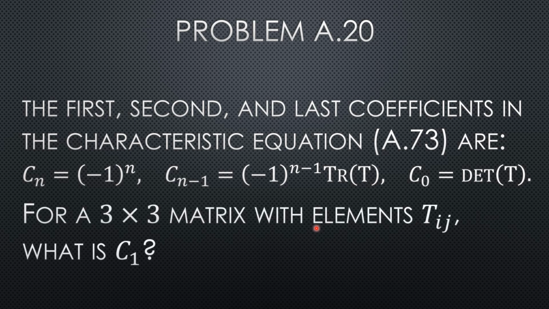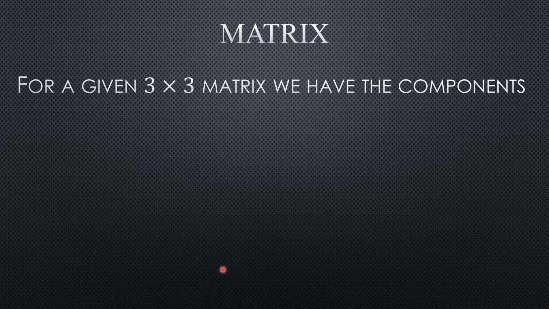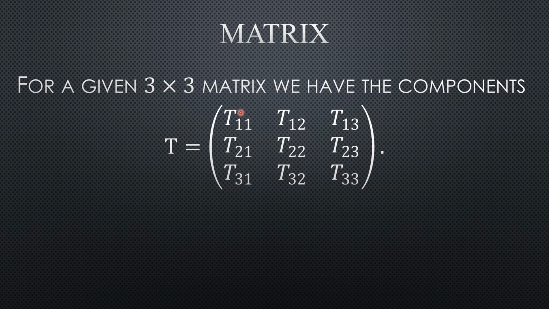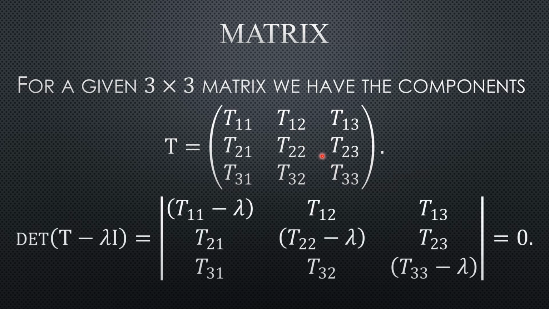So for a 3 by 3 matrix with elements t sub ij, what is the coefficient c sub 1? Let's find out. For a given 3 by 3 matrix, we have the components 1 1, 1 2, 1 3, 2 1, 2 2, 2 3, 3 1, 3 2, 3 3, so 9 elements total. Thus, to find the characteristic polynomial, we have to find the determinant of this matrix.